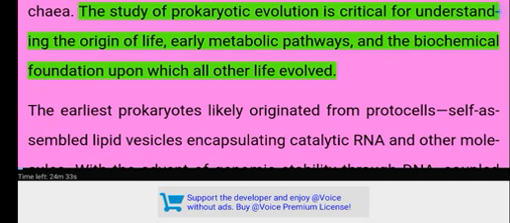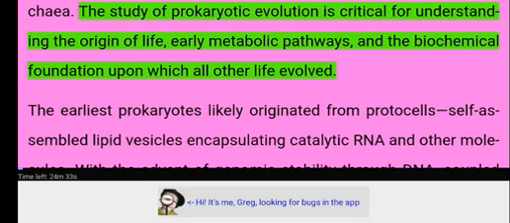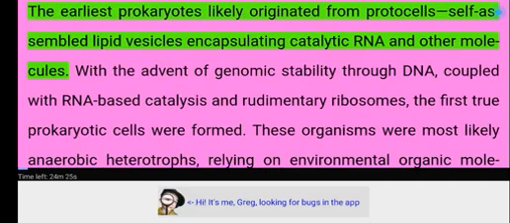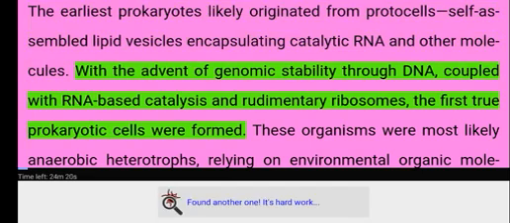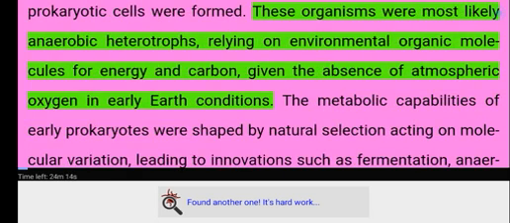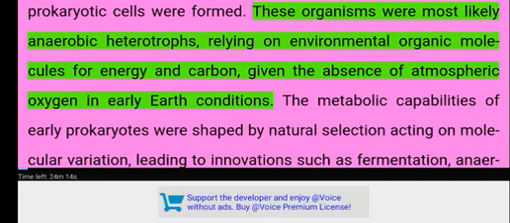The evolution is critical for understanding the origin of life, early metabolic pathways, and the biochemical foundation upon which all other life evolved. The earliest prokaryotes likely originated from protocells, self-assembled lipid vesicles encapsulating catalytic RNA and other molecules. With the advent of genomic stability through DNA, coupled with RNA-based catalysis and rudimentary ribosomes, the first true prokaryotic cells were formed. These organisms were most likely anaerobic heterotrophs, relying on environmental organic molecules for energy and carbon, given the absence of atmospheric oxygen in early Earth conditions.